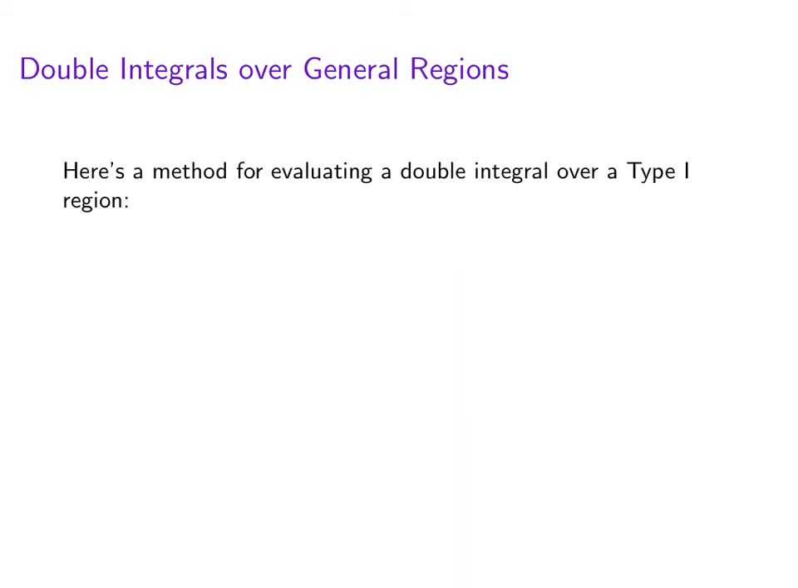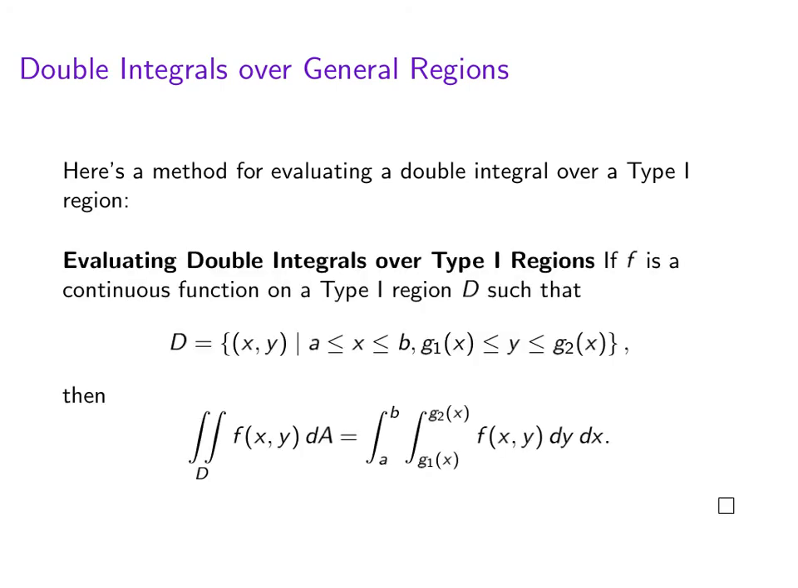Let's give a method for evaluating a double integral over a type 1 region. Let's say that f is a continuous function on a type 1 region D, the same sort of description that we gave before. Then in order to evaluate the double integral over D of f, we'll compute an iterated integral from a to b of the integral from g1 of x to g2 of x of f of (x,y) dy dx. So the inside integral is a dy integral, the outside integral is a dx integral.